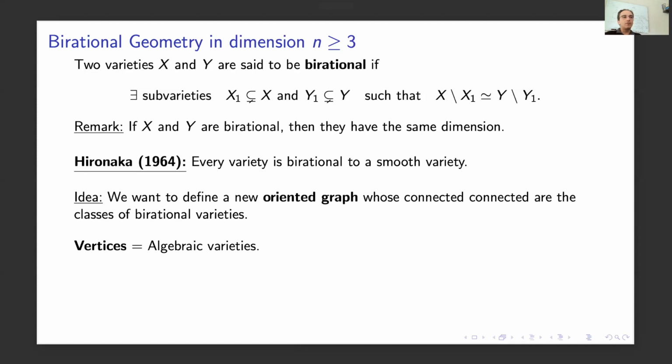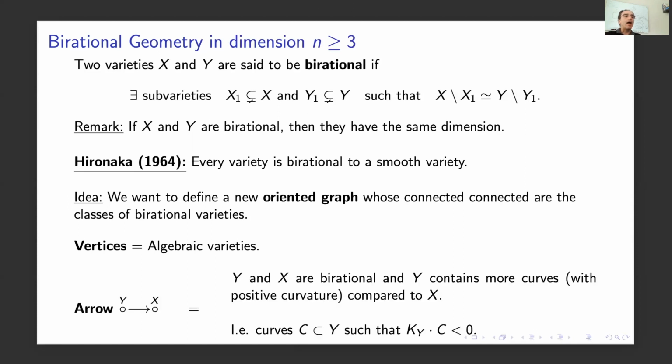First of all, vertices are easy to describe. I'm going to take every algebraic variety. If you want, we can fix the dimension. But since the dimension is a birational invariant, it doesn't really matter. The different connected components will be represented by varieties for which every variety inside the connected component has the same dimension. So it doesn't really matter if we fix the dimension.